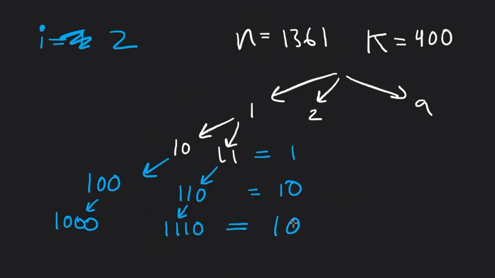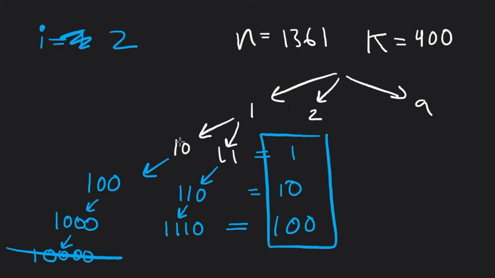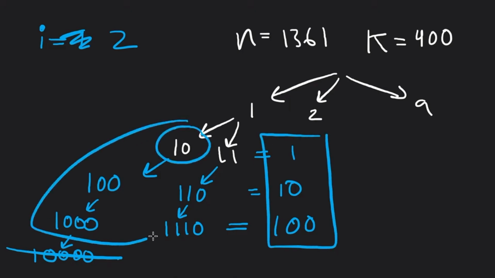So here, this is 100, as you'd expect. And now down here, we're going to get to 10,000. Since that's bigger than n, we can stop now. So we counted this many numbers that start with a 10 that would have been in this tree.